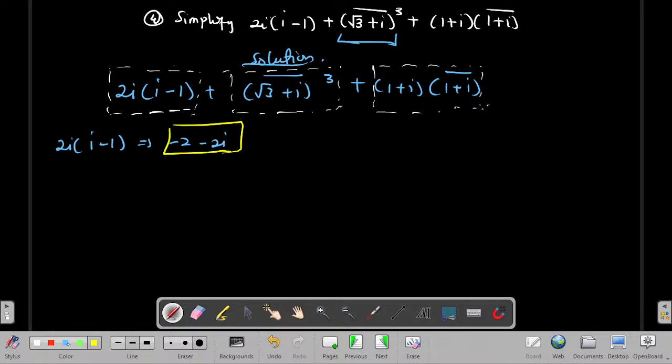Good. Now, for the third part, I'll have 1 plus i multiplying its conjugate. And you know that in complex numbers, when you say conjugate, it's simply negating the imaginary part. So that would be 1 minus i. Is that not it? So here we simplify. This is like difference of two squares apparently. So let's solve. 1 times 1 is 1. 1 times negative i is negative i. Positive i times 1 is positive i. And i times negative i.